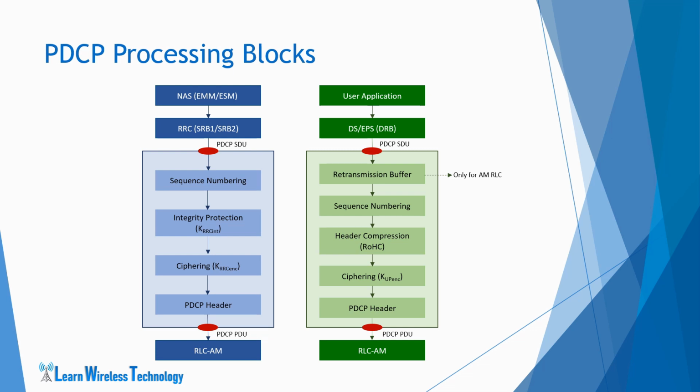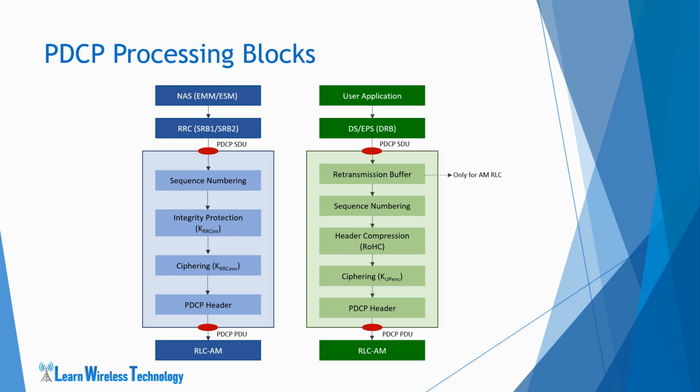Now, this diagram represents the processing blocks at the transmitter side. The processing blocks are shown in the order they are applied on PDCP SDUs for control plane and user plane data. Some of the blocks are applicable to user plane SDUs only, such as header compression, and some are applicable to control plane SDUs only, such as integrity protection. The sequence numbering block will add a sequence number to each incoming data packet in order to ensure in-sequence delivery of PDUs.